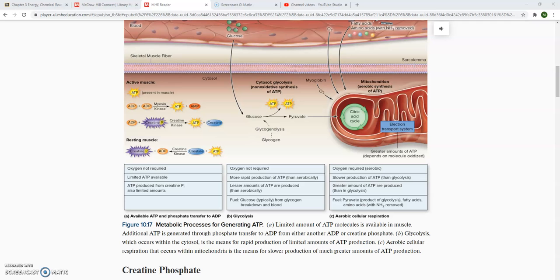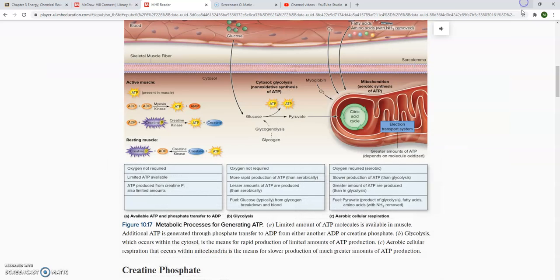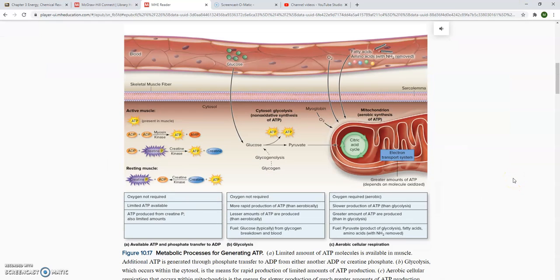Let me go to our objectives. We are talking about objective 15: identify the sources of energy that are used by muscle cells and fibers. So this picture is kind of big, but I think we can get it all in. Okay, so first I'll explain the picture.